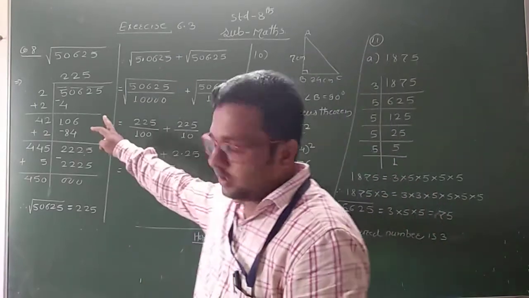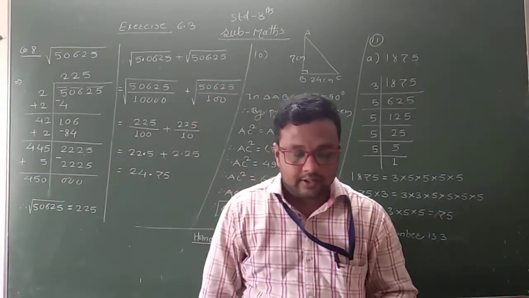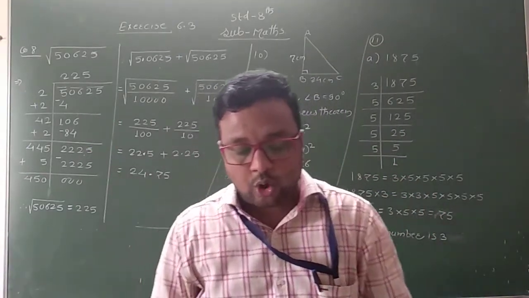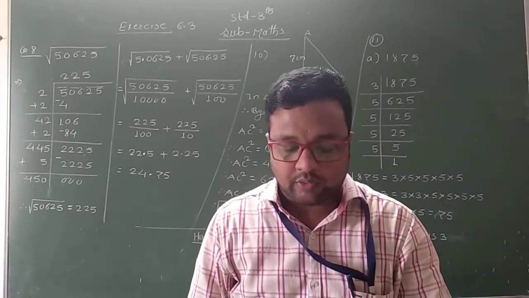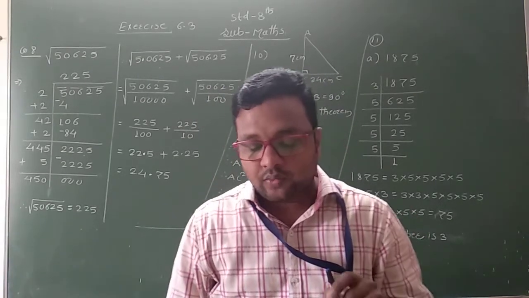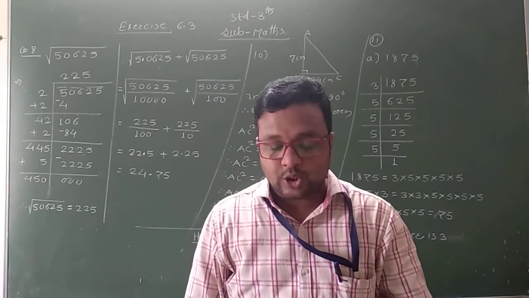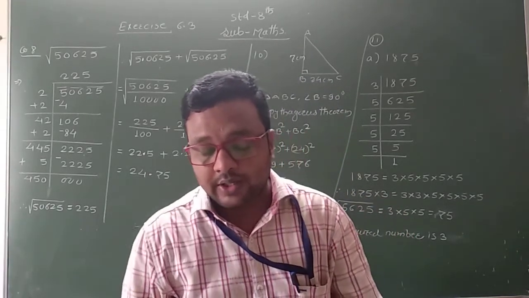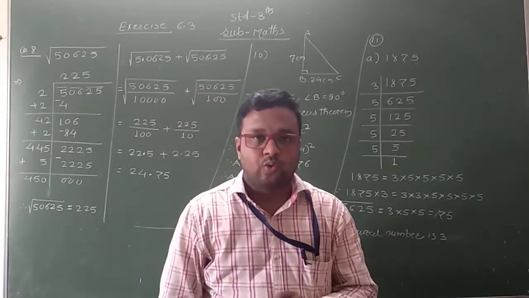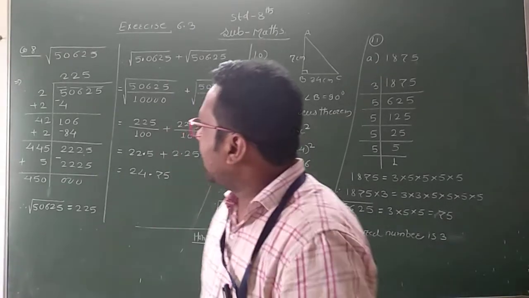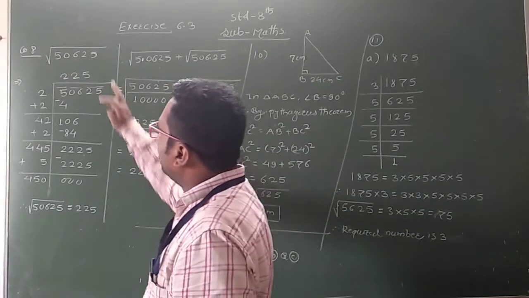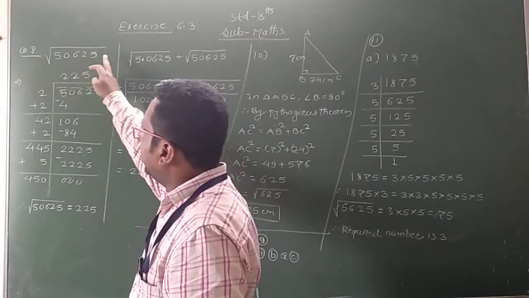Question number 8 is given. Evaluate the square root of 50,625 and hence find the value of the square root of 5.0625 plus the square root of 506.25. Okay. Now first we find the square root of 50,625.